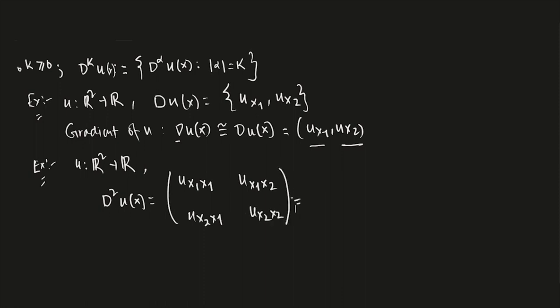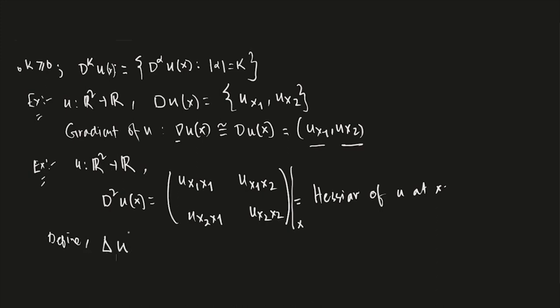So that is called the Hessian of u. So this is obviously evaluated at the point x. So this is the Hessian of u at x. Okay, and you can actually define the most important operator which we are going to study in this course, which is the Laplacian of u.